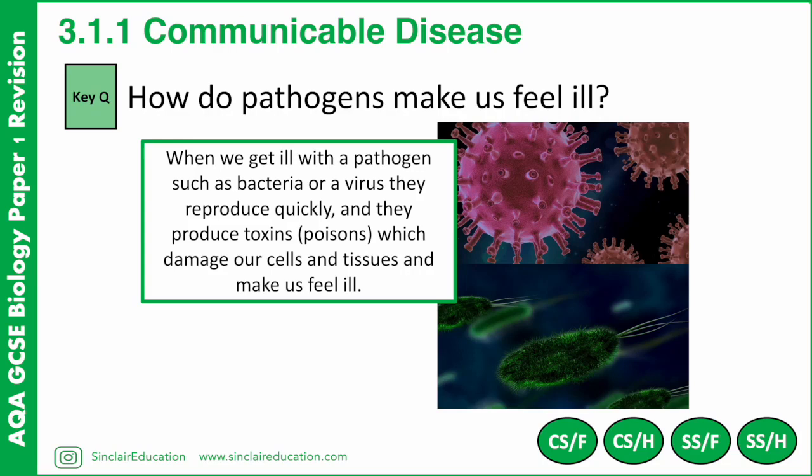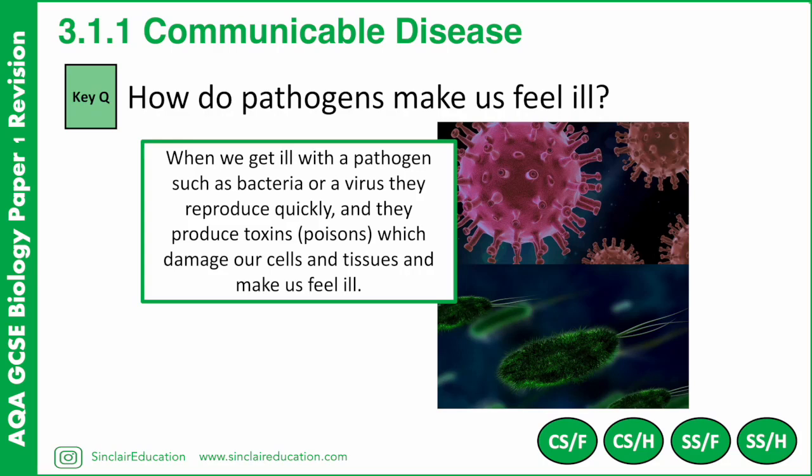So if we're thinking about the breakdown of the 2 marks, you want to say that they're going to reproduce quickly and that they're going to produce toxins that will damage us or damage our cells or make us feel unwell. But it's about the production of those toxins that's going to make us ill. But there's a lot of the toxin because the microbes reproduced really quickly.